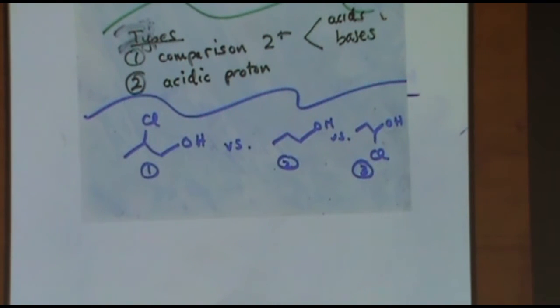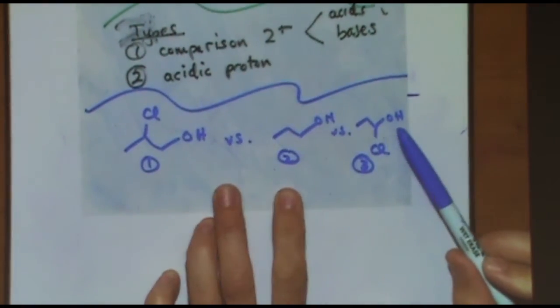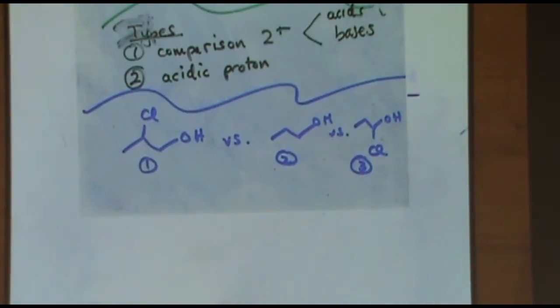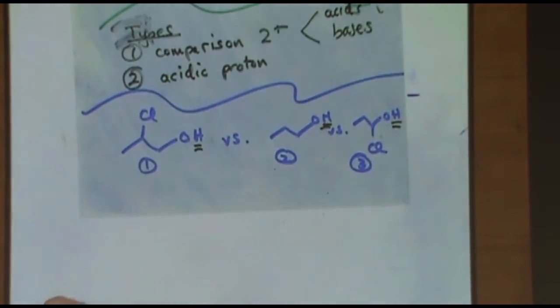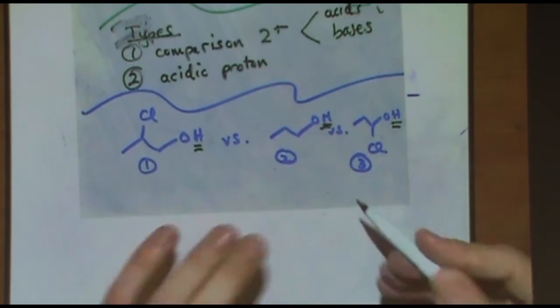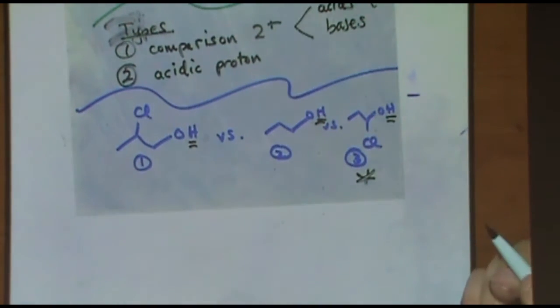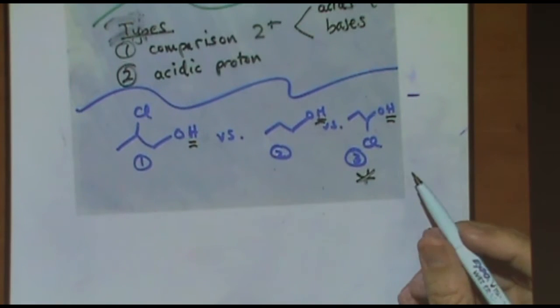I'm going to pick 3 because it's got the electronegative element closest to the proton that's going to be lost, which is this one. So this is the proton going to be lost. There. That chlorine, so I'm going to put this as the winner. Yes, you win. It's got the chlorine closest to it.